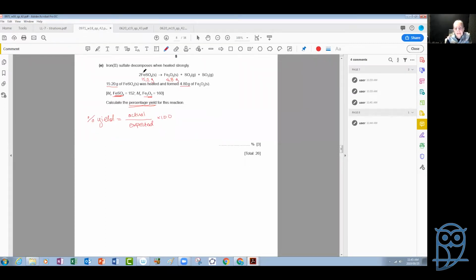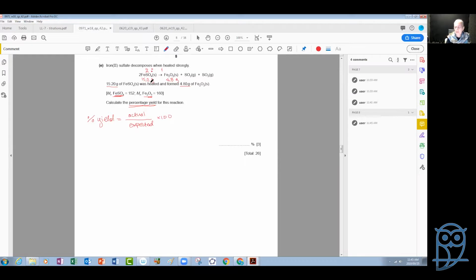So we see that the reaction is here and it's already balanced. So we see that the ratio of iron sulfate decomposing to the iron oxide formed is 2 to 1.